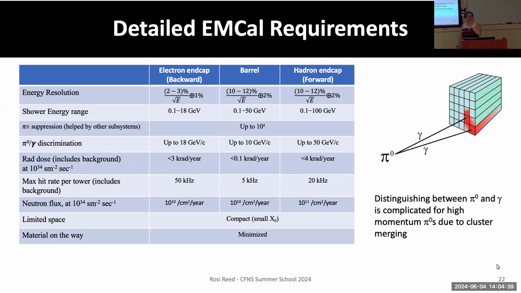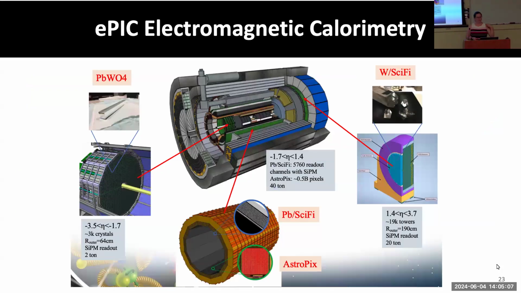And if they overlap in a single tower, you can't tell whether that tower was generated by a pi zero or by a photon. And so this is called cluster merging. So this is something that's simulated and looked at. And you can see here that they list, from the yellow report, up to what momentum of pi zero we want to be able to distinguish the pi zero from photons.